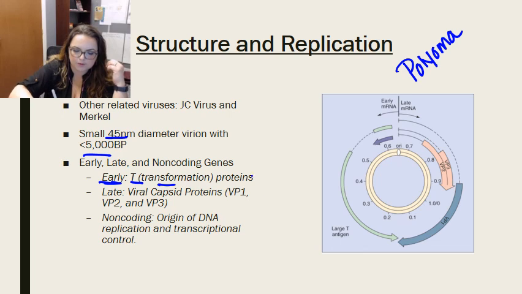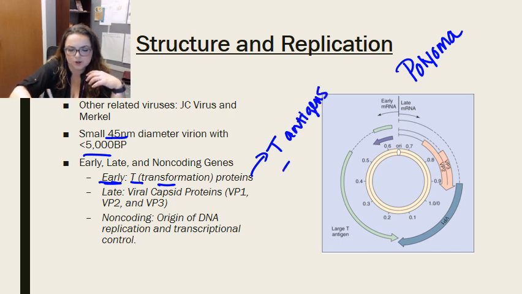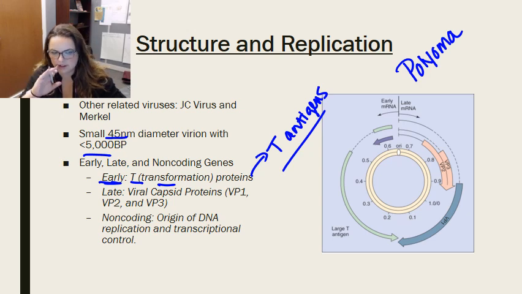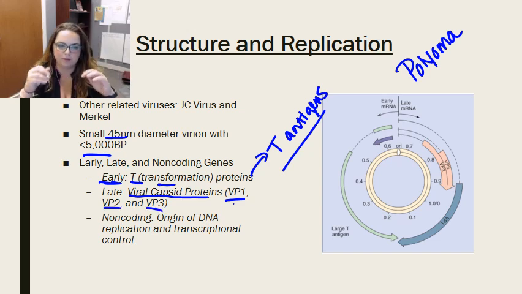Now, remember when we were thinking about JC virus, you could actually do tests for the T antigens in the tissue, which would be one way of differentiating what looks like a glioblastoma from the JC virus pathology that we see. Okay, so now the late region actually encodes for viral capsid proteins, specifically VP1, VP2, and VP3. Then you have these non-coding regions. These contain the origin of DNA replication, and transcriptional control sequences for both early and late genes.